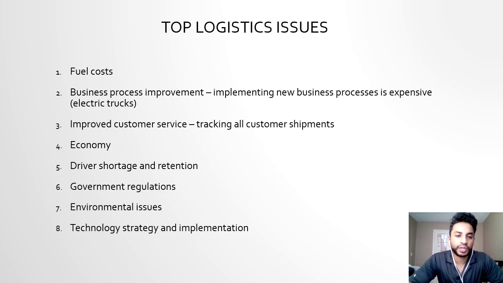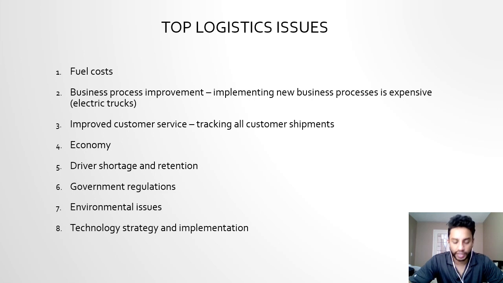Improve customer service, right? A logistics issue is trying to improve customer service. There's so much happening right now. Amazon's doing so well, the customer service is so amazing. There are so many shipments going out, I don't know how many hundreds of millions of shipments go out from Amazon warehouses, but yet everyone has tracking information on it. How crazy is that? And that's tough to do because you have to implement that stuff, right?